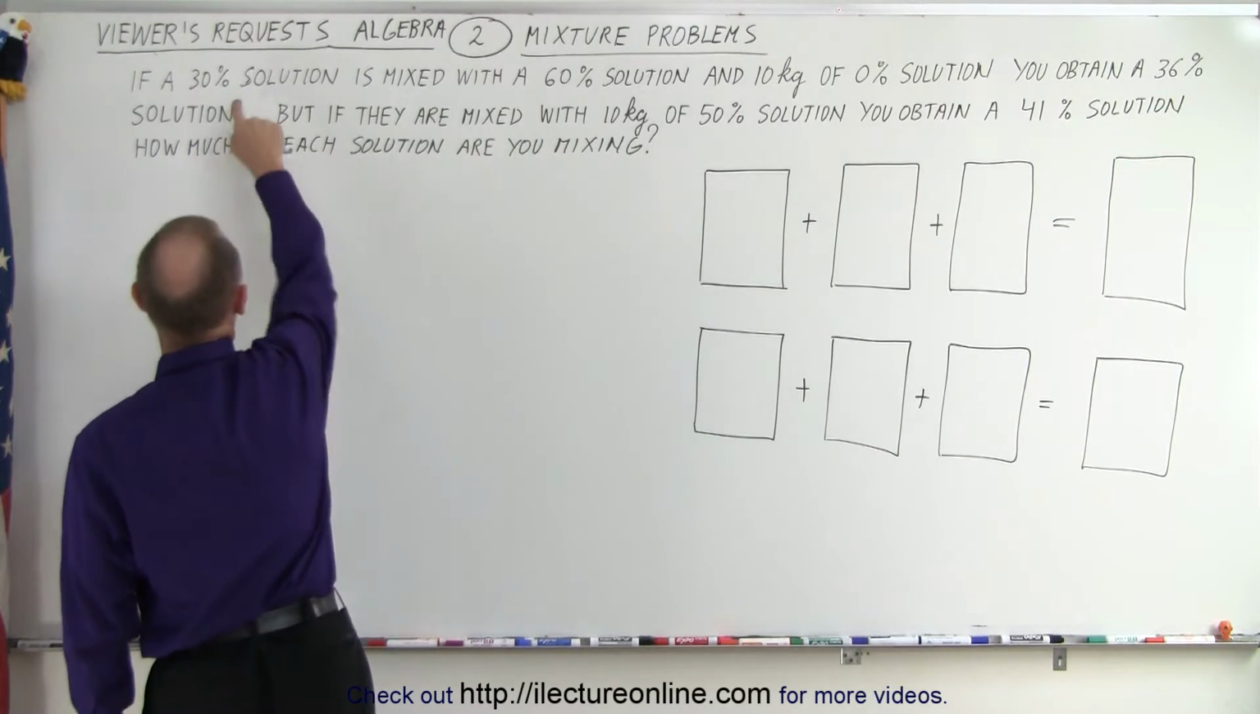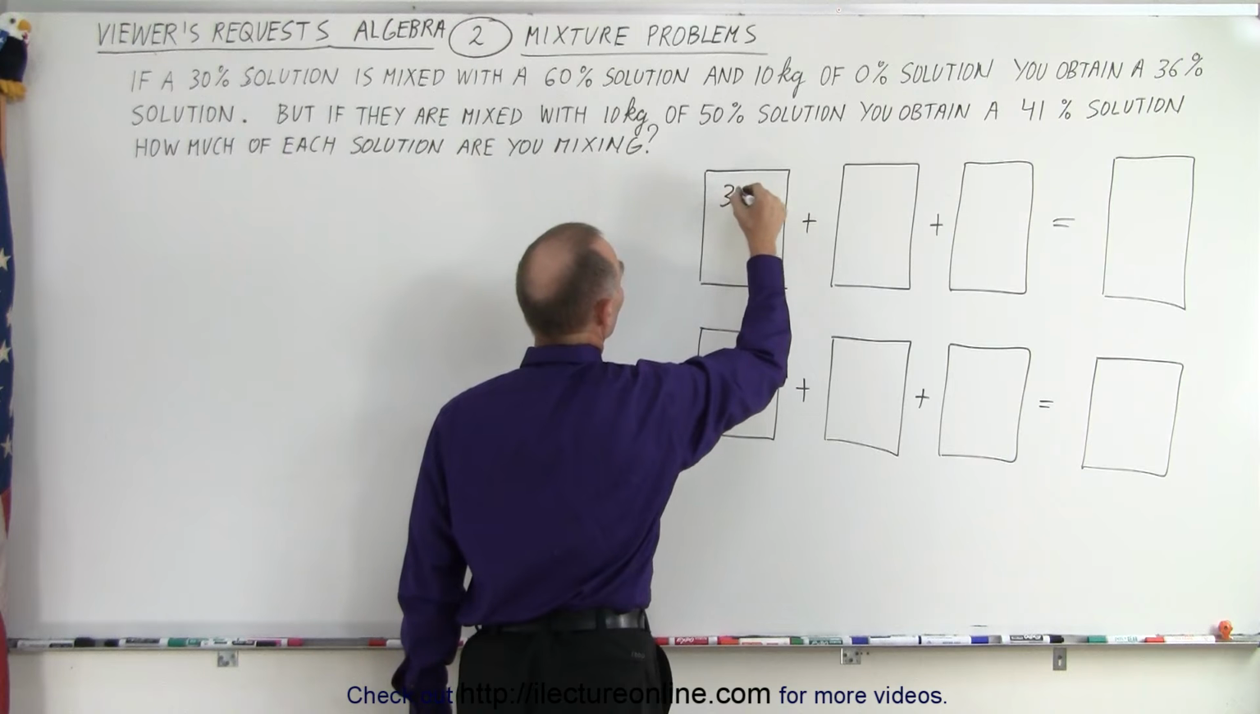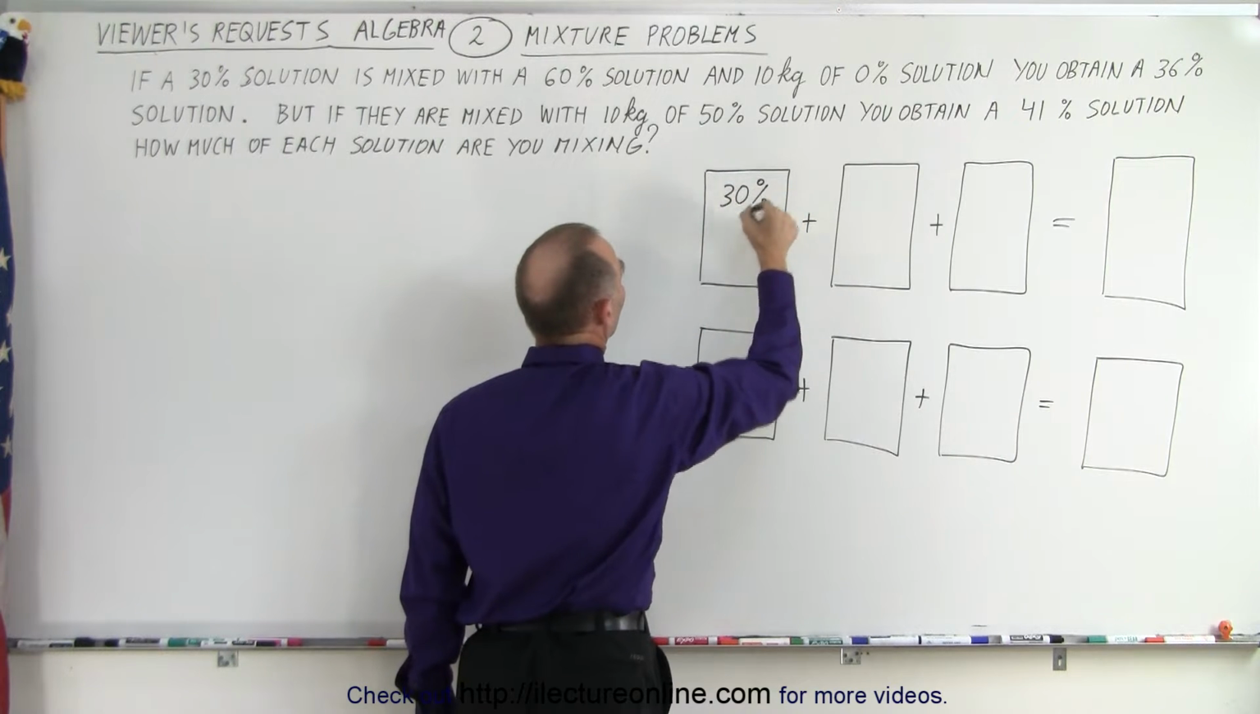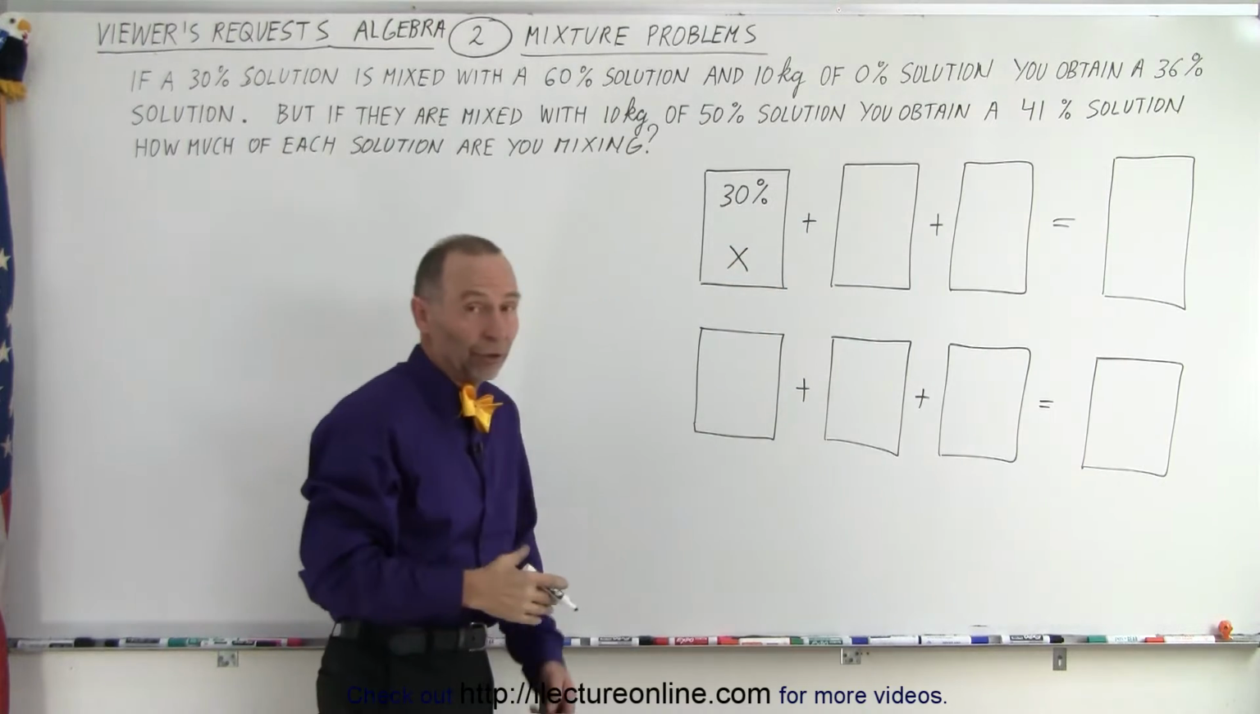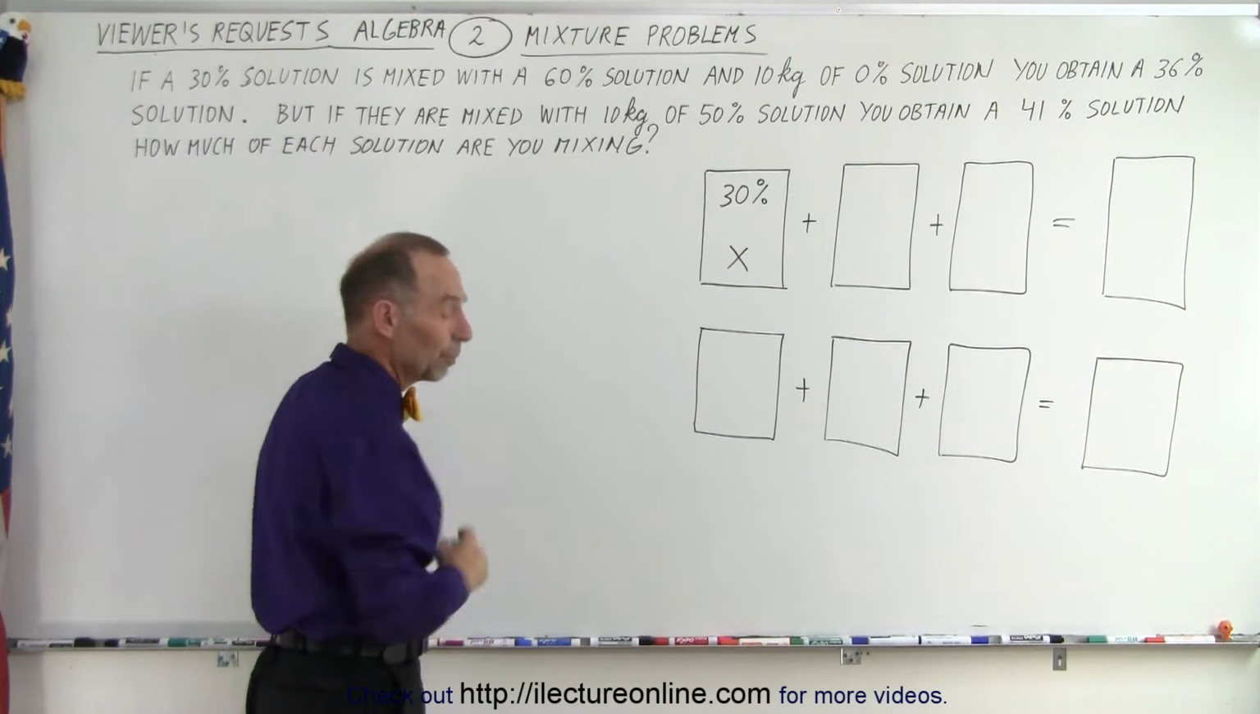So we have a 30% solution. So we write 30%, but we don't know how much we have, so we'll just write x. X for unknown quantity of the 30% solution.